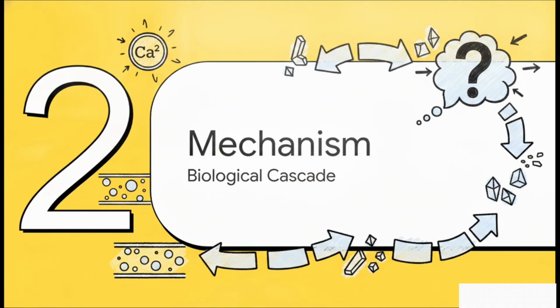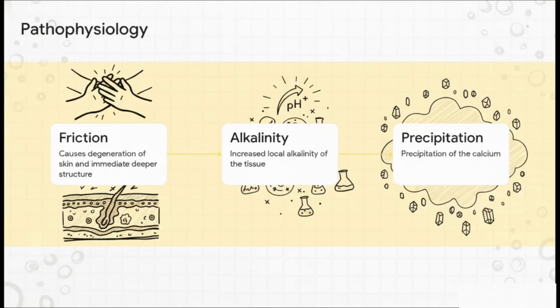Moving right along to Section 2, mechanism of calcification. Let's walk through the exact step-by-step biological cascade here. It all kicks off with Step 1, which is friction. We're talking chronic, repetitive, mechanical stress on the epidermal and dermal layers. And this constant rubbing leads directly to Step 2, tissue degeneration.